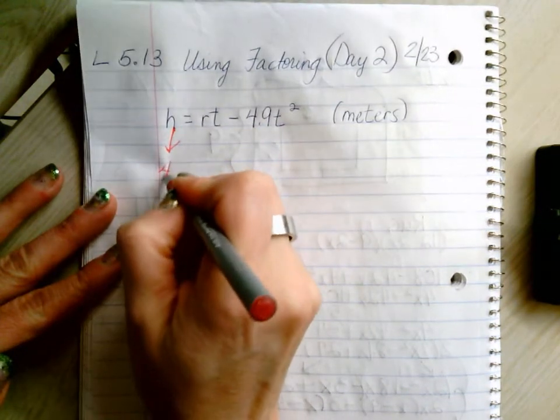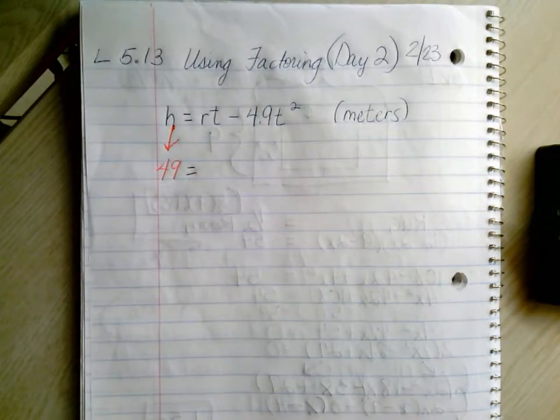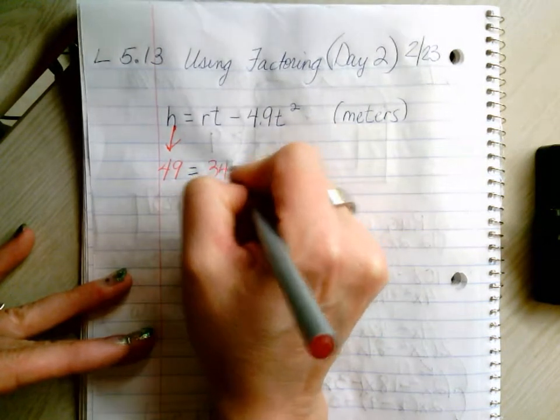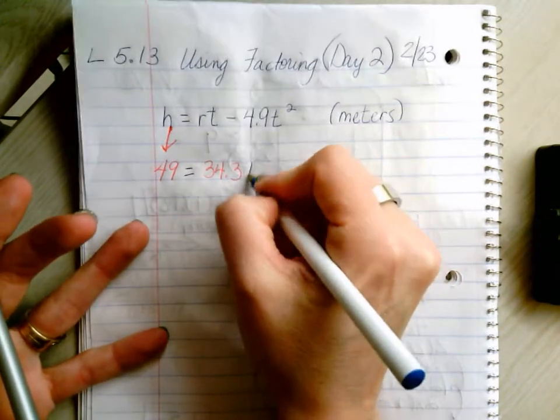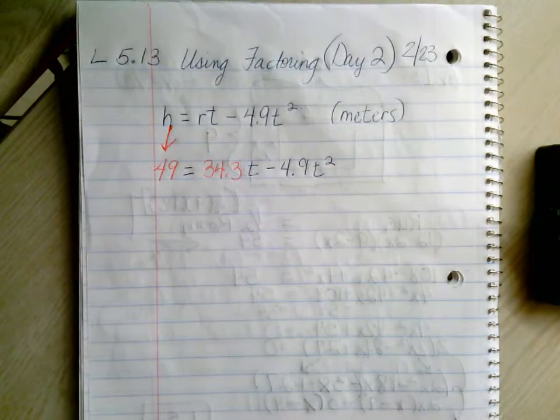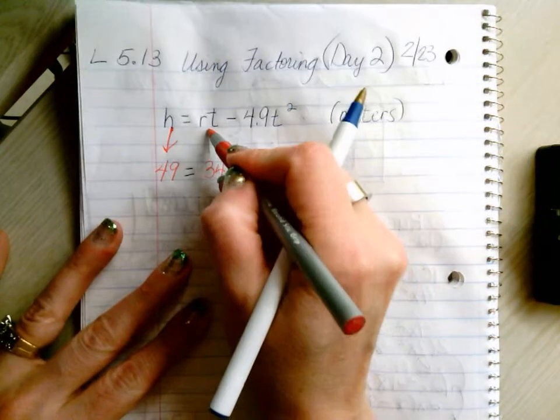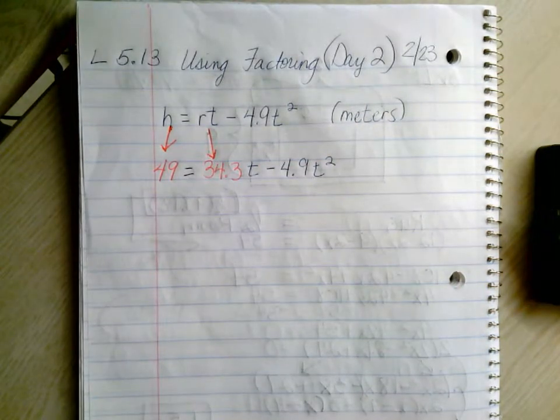So if I replace 49 where it says height, and I replace the rate of 34.3, and then leave the rest of it as it sits, I can actually solve for t. Now I know you're looking at this going, Lord, how am I going to factor something like this? Well, bear with me. It's going to be quite doable here, and I'm going to show that to you in a second. So I plugged in the height. I plugged in the rate according to the word problem, and then I'm going to solve.